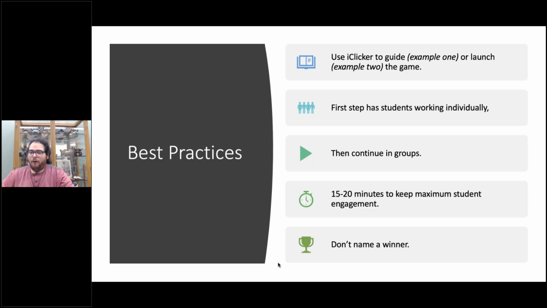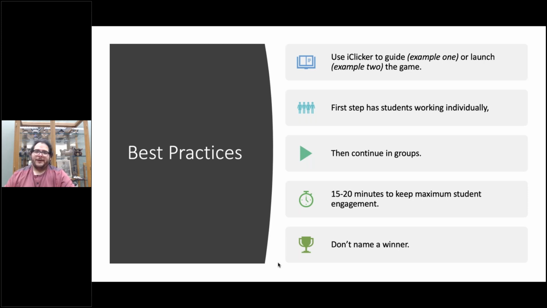And so if you're building out some kind of activity or a game, whichever you prefer to call it, I recommend using iClicker to guide it through or to launch the game. It's not going to be the crux of it, and you might just see that early forms of participation, but it's not going to necessarily be throughout. The first step should always have the students working individually. This is your best chance to actually see if students are participating.